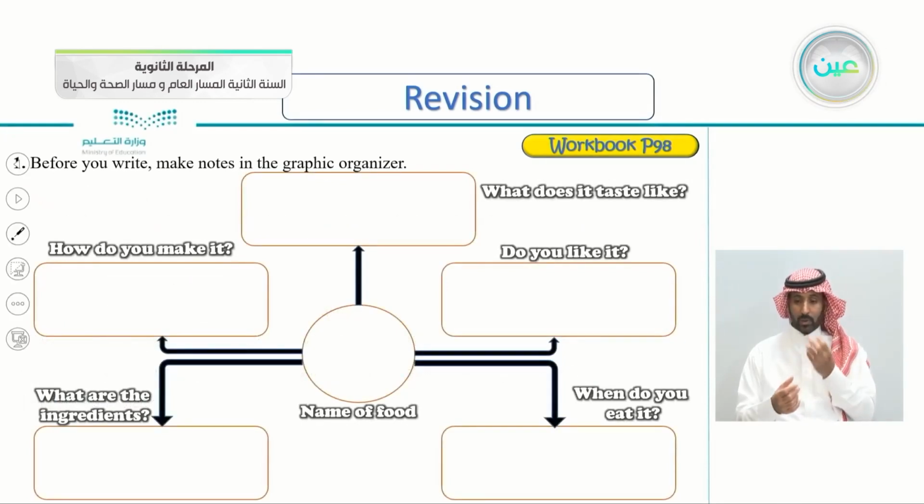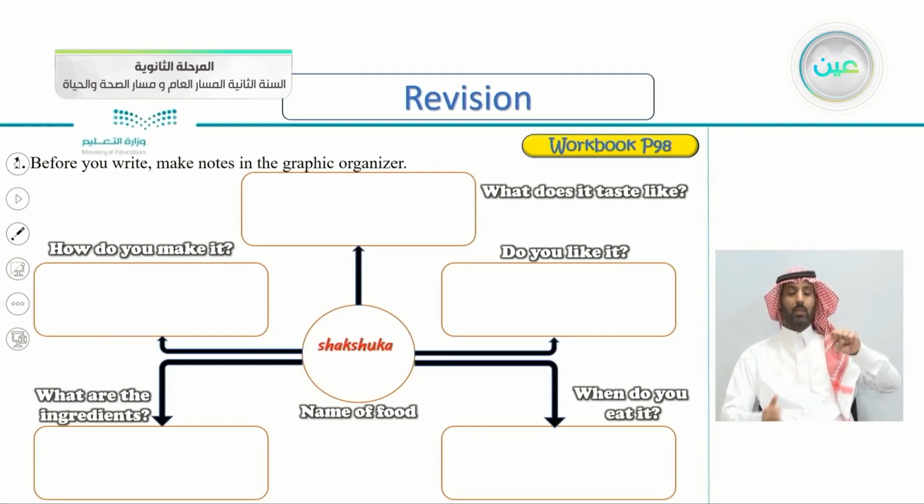So here's a graph to help you write the name of the food. For example, I've chosen shakshuka. It's a well-known food here. So we have to fill all of these boxes here. Let's say, what does it taste like? Do you like it? When do you eat it? How do you make it? What are the ingredients? So the first one is, what does it taste like?